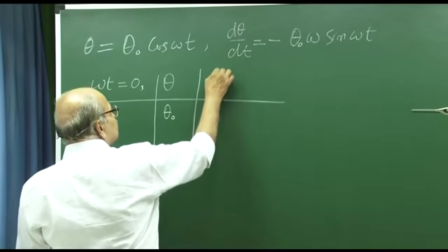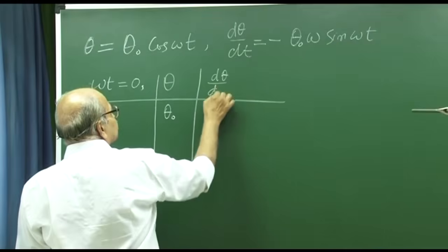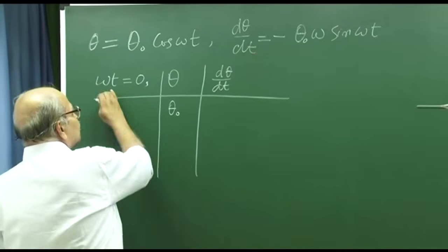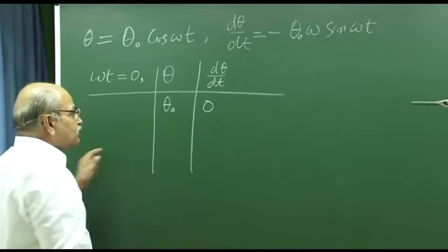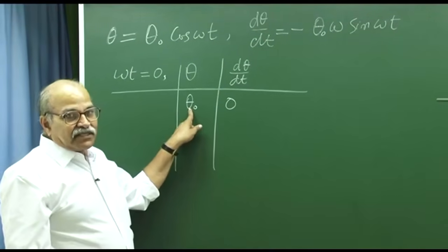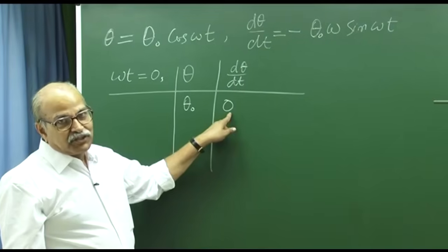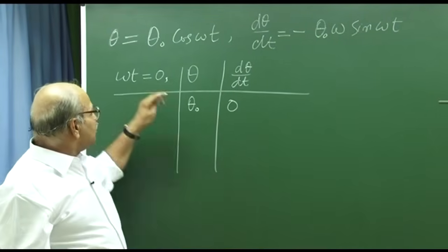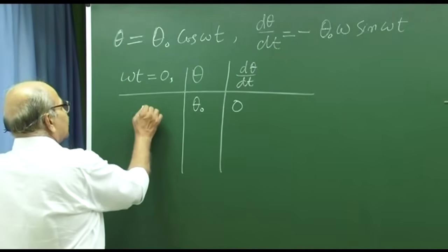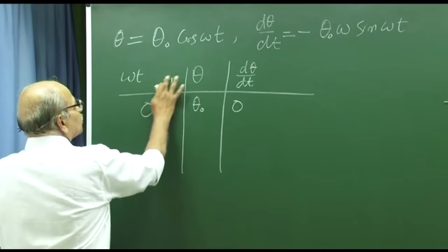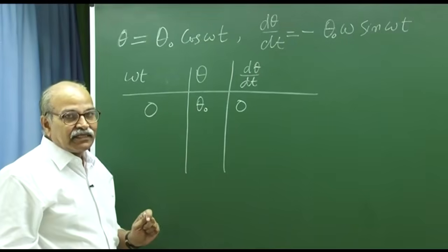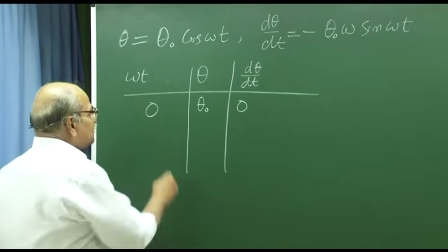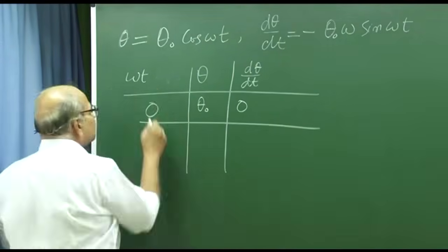So, that angular velocity if you write, that will be, if this is 0, sine 0 is 0. So, this is 0, correct. Once it is at extreme position, the velocity should be 0. So, just by giving that value of omega t, which is 0 here, you get the position, you get the velocity. So, the phase is decided. Similarly, you can go for other values of omega t.